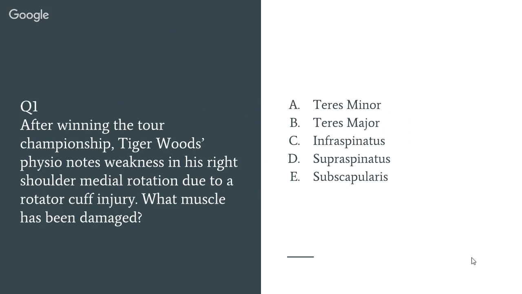After winning the Tour Championship not too long ago, Tiger Woods' physio notes weakness in his right shoulder medial rotation due to a rotator cuff injury. What muscle has been damaged? Pretty easy. We'll start out with just hands up, and then if no one puts their hands up, I'll call on people individually.